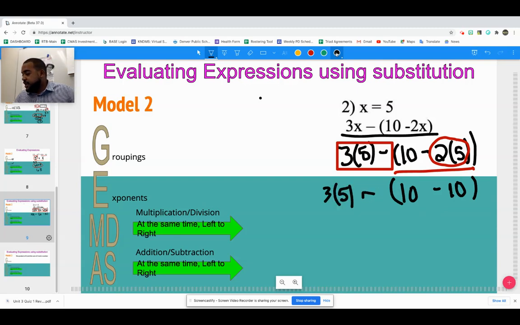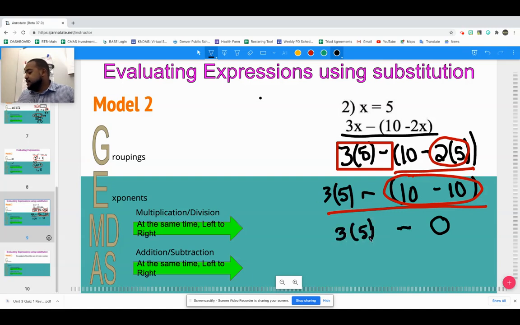I need to ask myself again, this is a brand new expression. I'm working with a brand new expression here. Is there any groupings? Yes, there is. I still have to get rid of this parentheses. Now I have 10 minus 10, which I know equals 0. Okay, so now I have 0. I want to rewrite everything else that I have.